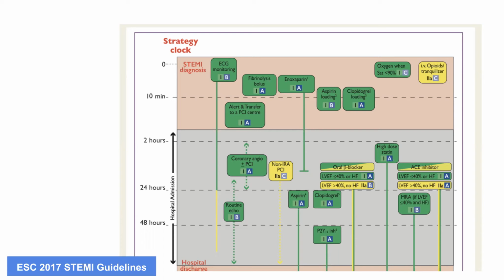And then you can write a prescription for aspirin, write a prescription for clopidogrel, write the prescription of enoxaparin, think about the dose of enoxaparin, how much you're going to give. So all of these things can be done. But first, give the thrombolytic agent.